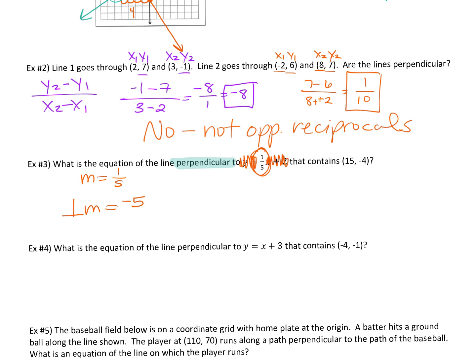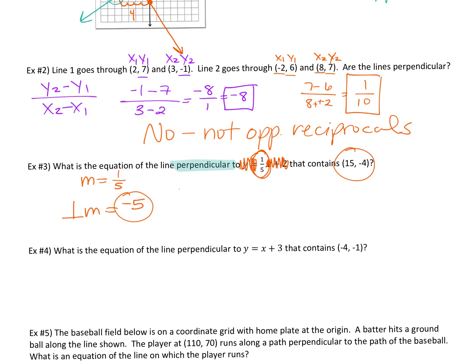So it was a positive 1/5, flip it and change the sign. Now it's a -5. Okay, what do I do to write an equation of a line if I know the slope and I have a point? Point slope form. Don't worry about changing it into slope intercept. Just leave it in point slope unless you're told to change it. So this is going to be y minus a -4, so y plus 4 equals what? -5 times x minus 15. Yep, here's your x value, here's your y value. That's your answer.